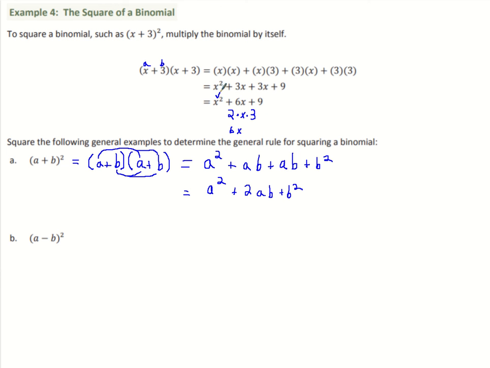I'll put a check mark here saying, yeah, that fits with my rule. And then 9, well, it's saying that that's going to be b squared. 3 squared. Oh, 3 squared is 9. That's a good check mark right there. Okay. This right here looks like a good general rule, at least when we're adding inside of our parentheses. Let's see if anything might change when we're subtracting inside of our parentheses.